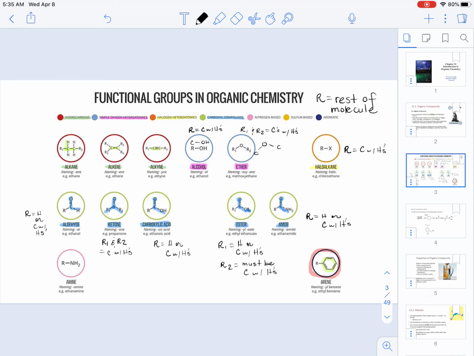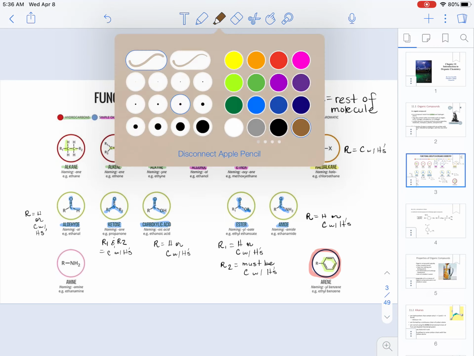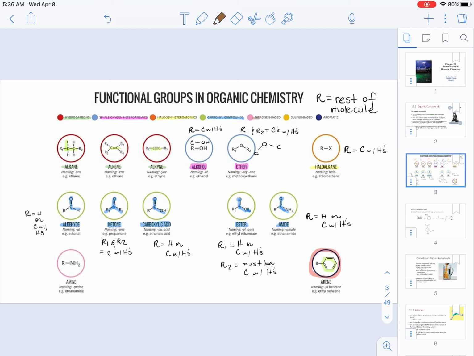And our last group, in terms of the compounds that we have to identify, is going to be nitrogen-based organic compounds. And here we have amines. And when it comes to an amine, understand that R group has to be carbon with hydrogens, because if the R group is hydrogen, then we're going to have ammonia. And in fact, amines are derivative of ammonia.